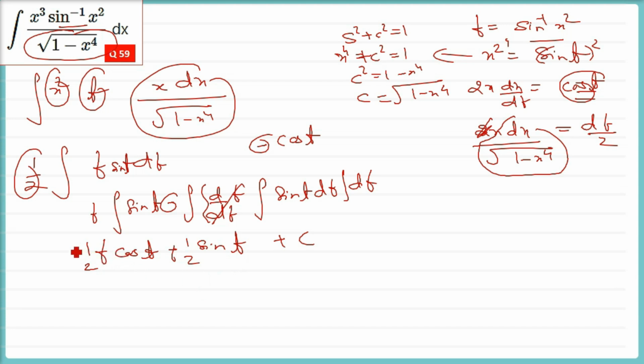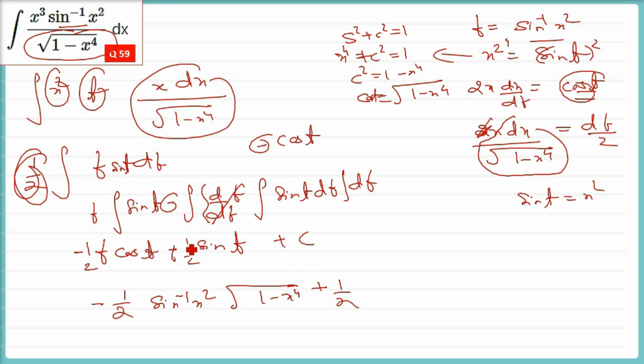Now there will be a replacement. You can have this half outside, you can have this half inside, it's up to you. So half, what is t? It was sin inverse x square. Initially we took this. So sin inverse x square. What is cos t? We have seen how this cos t has formed: under root 1 minus x to the power 4. So write under root 1 minus x to the power 4 here. And then plus half, sin t was what? It's x square. So x square plus constant of integration. And this is your final result, or you can take half outside, it's up to you. This is the final answer.